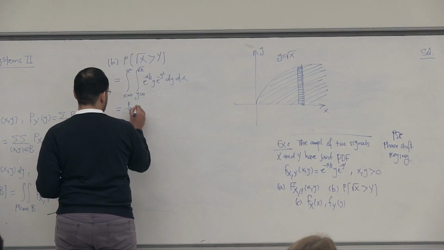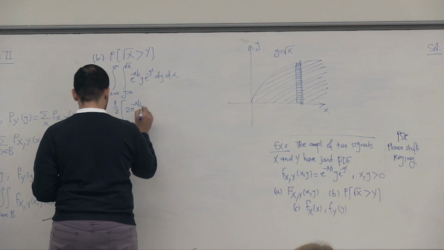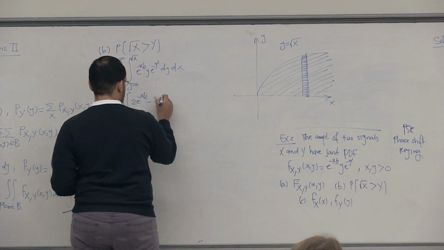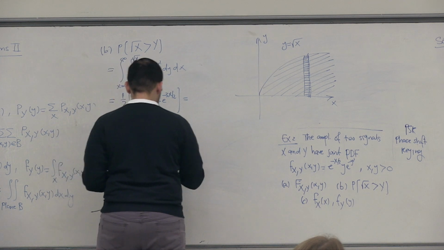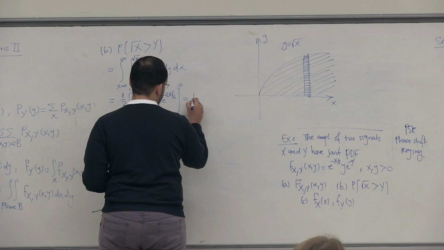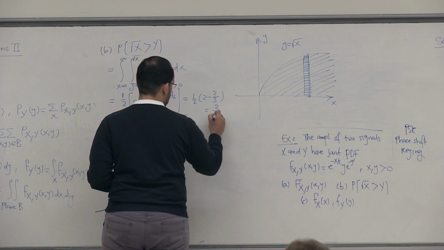It will end up being something like this: half of 2 e to the minus x over 2 minus 2 over 3 e to the minus 3x over 2. That will end up being, from infinity to 0, half times 2 minus 2 over 3, which is 2 over 3.